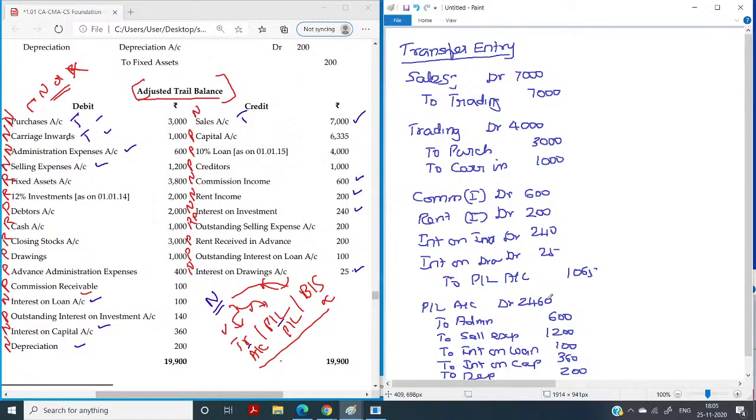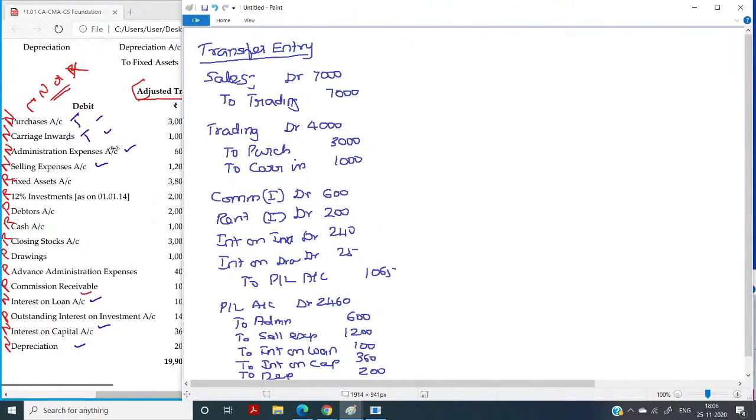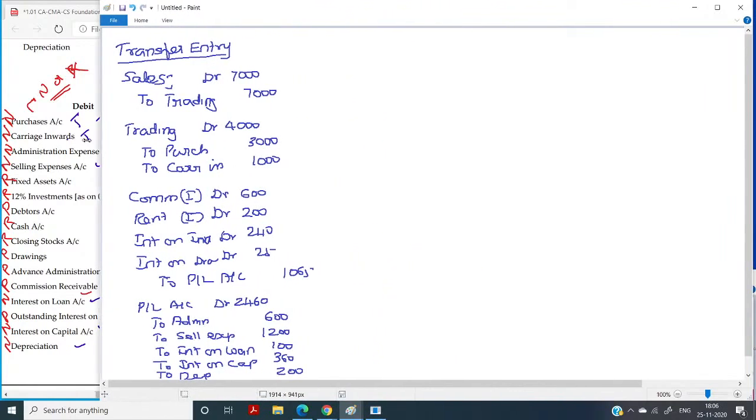Now remember, we have posted all these values, which means we have passed the transfer entry. After passing the transfer entry, I am going to prepare the concerned ledger accounts. With the real account and personal account available, the adjusted trial balance will go to the balance sheet, assets and liability side. We'll deal with it later. First, we'll finish off transferring this to the concerned trading and P&L account.